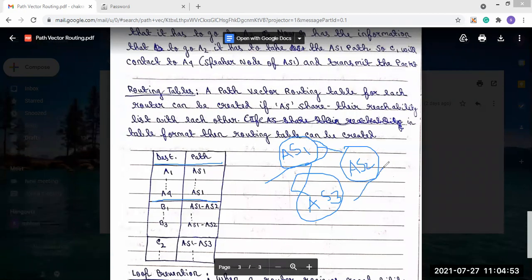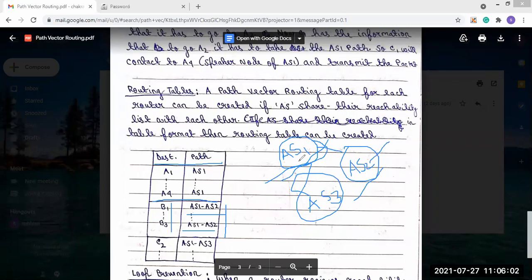Then we will consider the next autonomous system. Now we consider the second autonomous system with respect to autonomous system 1. Autonomous system 1 is sharing its reachability, going from autonomous system 1 to autonomous system 2. So in the destination, all the nodes present in autonomous system 2 will be written: B1, B2, B3, B4. In the path, since AS1 shares its reachability with AS2, we write AS1, then AS2. For B2 also, and B3 also, it is AS1 to AS2.